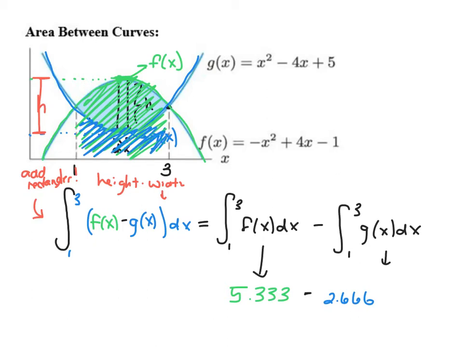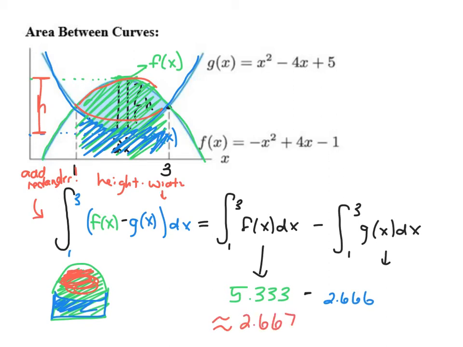So in other words, if we took this green area that looks like this, that's the area under f of x, and then we subtract away the blue area, which looks like this, what we'd be left with would be just that red stuff, which is what we originally wanted to find the area of. So if we subtract those two numbers, our final answer, again just approximating with the decimals, is about 2.667.